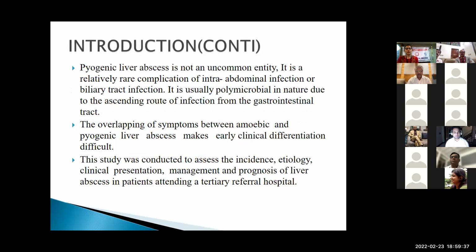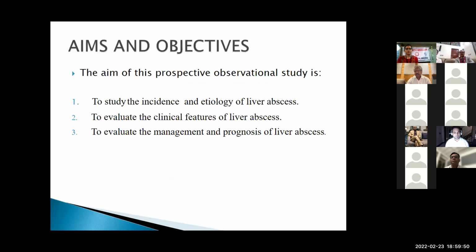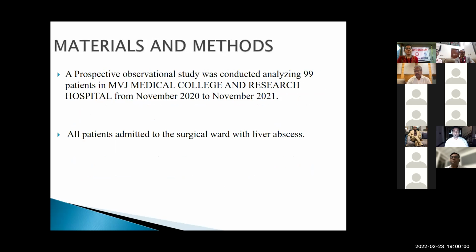Overlapping of symptoms between amoebic and pyogenic liver abscess makes early clinical differentiation difficult. The study was conducted to assess the incidence, etiology, clinical presentation, management, and prognosis of liver abscess in patients attending a tertiary referral hospital. The aim and objectives of the study were to study the incidence and etiology of liver abscess, evaluate the clinical features of liver abscess, and evaluate the management and prognosis of liver abscess.